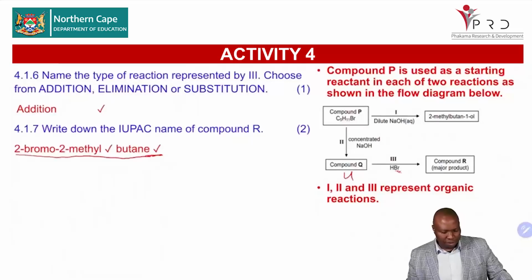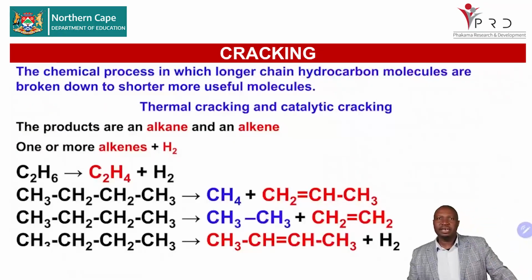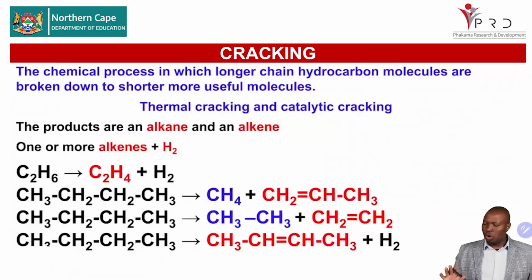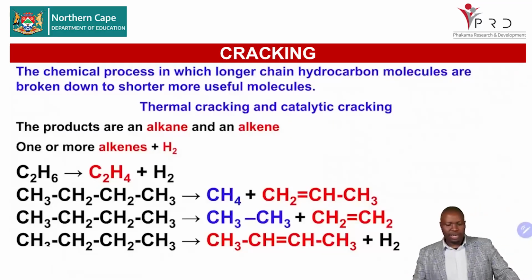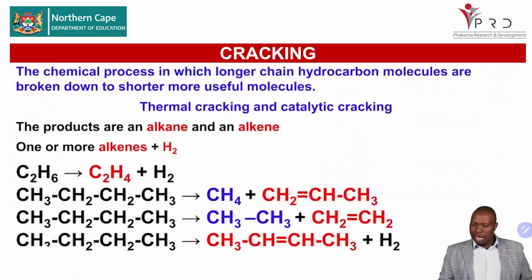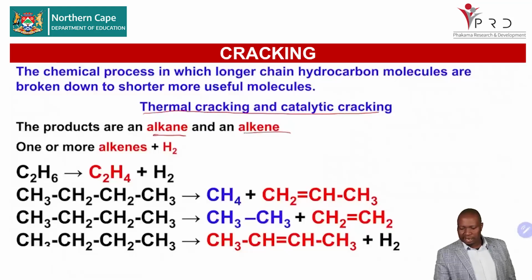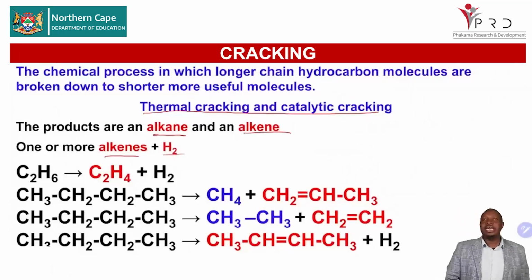So you must be able to know that the bromo will go to carbon number 2 because it has less number of hydrogens. And then we are saying always remember cracking as the chemical process in which longer chain hydrocarbons and molecules are broken down to shorter, more useful molecules. And we are saying focus as well on thermal cracking and catalytic cracking.